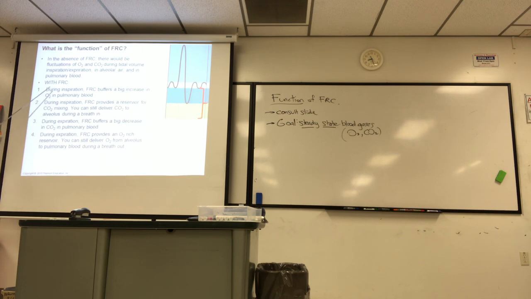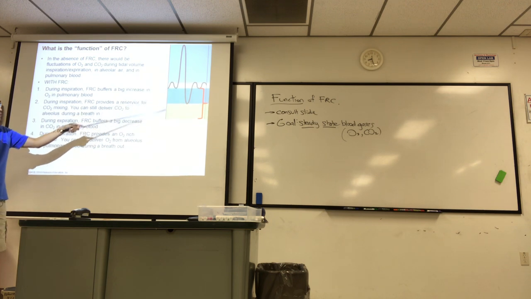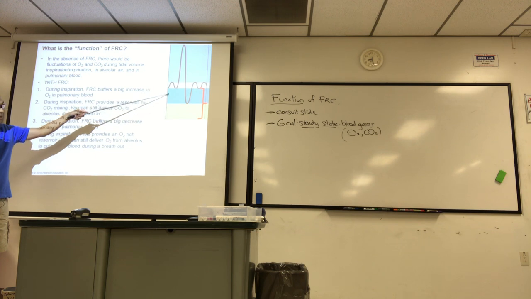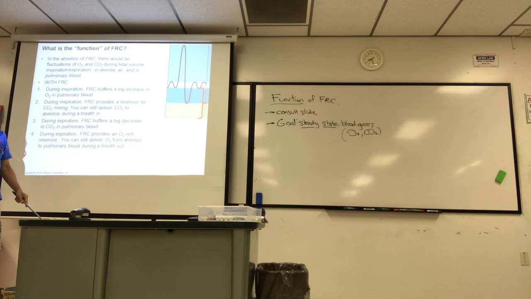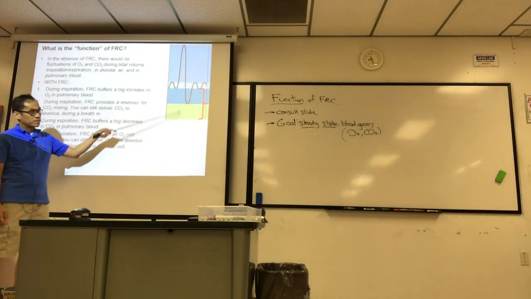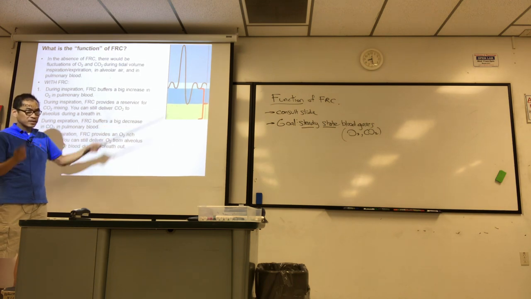So for example, let's consider during a breath in, inspiration. There is about 2.5 liters of air in your lungs, regardless if you're breathing in or breathing out. So imagine this FRC, it's like a big mixing chamber. And that air is always there, whether you're taking a breath in or a breath out. So during inspiration, that big mixing chamber, FRC, buffers a big jump in O2 in pulmonary blood. Because when you breathe in, you're getting the oxygen. But FRC buffers a big jump. During inspiration, FRC provides a reservoir for CO2 mixing. So the blood flowing by can still dump CO2 in the alveolus, even during a breath in. I mean, usually you breathe out to get rid of the CO2. But during a breath in, you can still get rid of the CO2 from the blood because it can still enter this big mixing chamber, even though you're breathing in. The blood is still entering the alveolus.